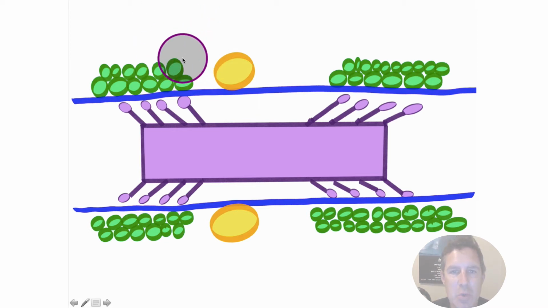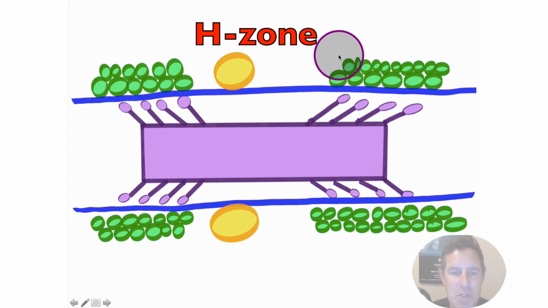So the space between these adjacent thin filaments right here is known as the H zone. We see that on the top and the bottom. That is the H zone, from here to here and from here to here.